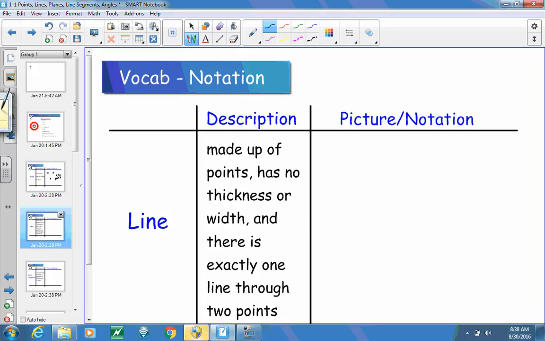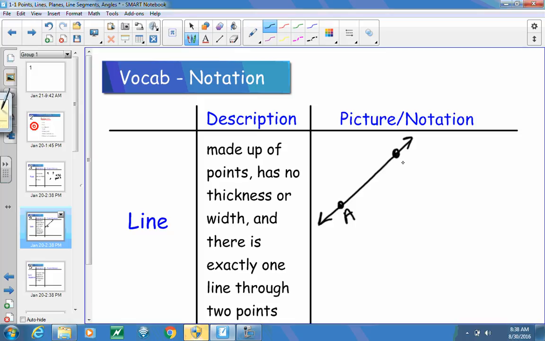Next one is a line. A line is made up of points. It has no thickness or width to it, and there's exactly one line that goes through 2 points. So when you think of a line, it goes on forever and ever and ever. There is no beginning and there's no end to it. And in order to make a line, you have to have a minimum of 2 points.